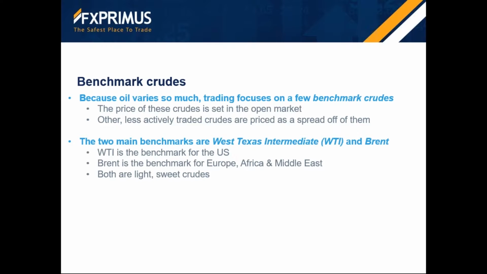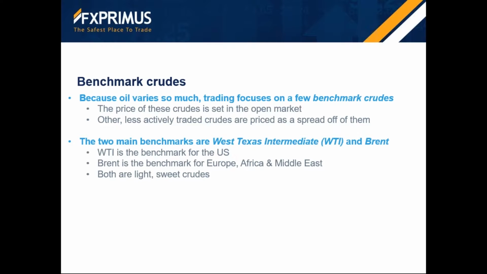The two main benchmark crudes in the world are West Texas Intermediate, or WTI, and Brent. WTI is the benchmark for the U.S. oil market, and Brent is the benchmark for Europe, Africa, and the Middle East, about 2/3 of the world's demand. Now there are other benchmark crudes too, like Dubai crude or Oman, the OPEC reference price, but these aren't traded as actively, and so they're not really used for speculation that much.